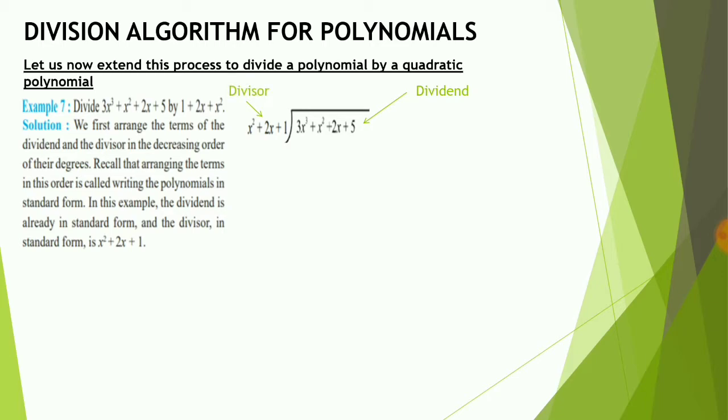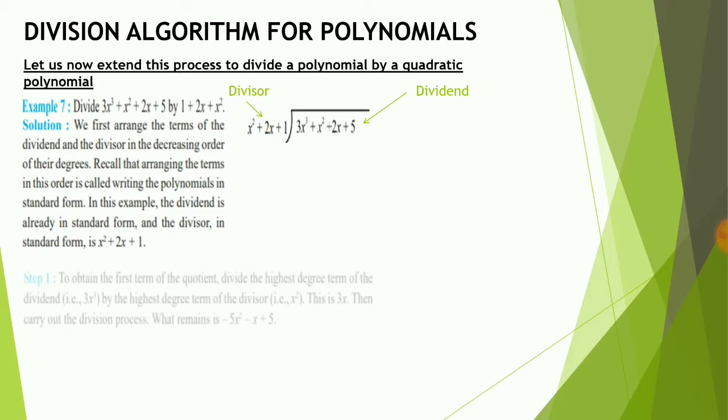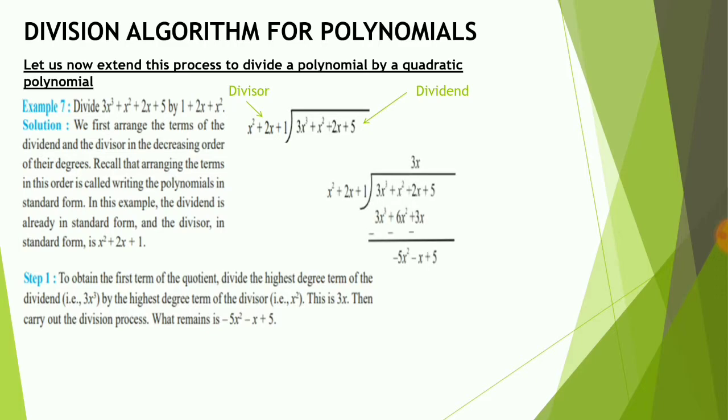Now we'll be dividing the dividend by the divisor to get the quotient and the remainder. These four terms are very, very important for you. So what is the process? First, to obtain the first term of the quotient, divide the highest degree term of the dividend, that is 3x cube, by the highest degree term of the divisor, that is x square. This is 3x. Then carry out the division process. What remains is minus 5x square minus x plus 5. Let us see. So if we divide 3x cube plus x square plus 2x plus 5 by x square plus 2x plus 1, I have got the first term of the quotient equal to 3x.